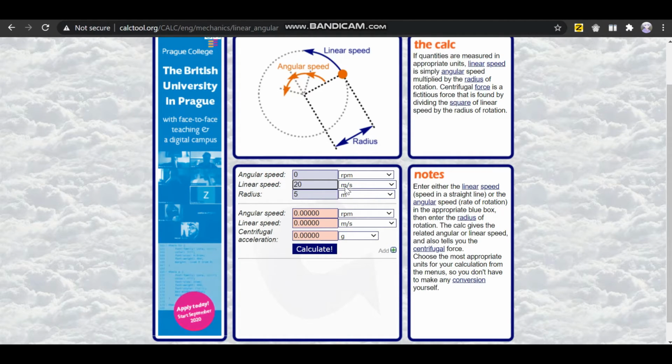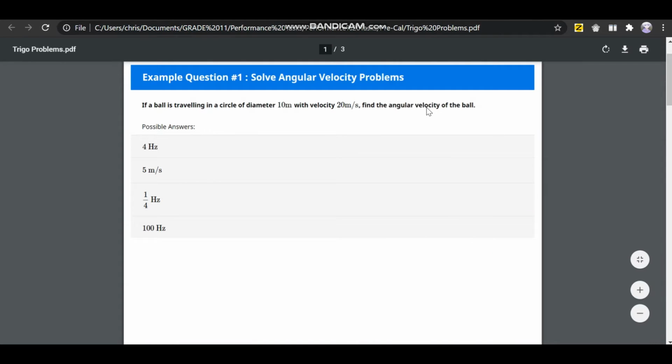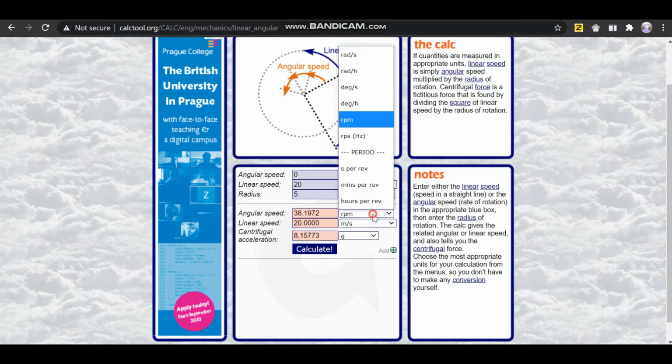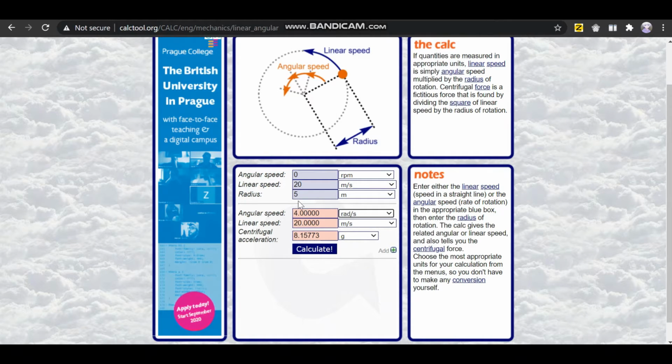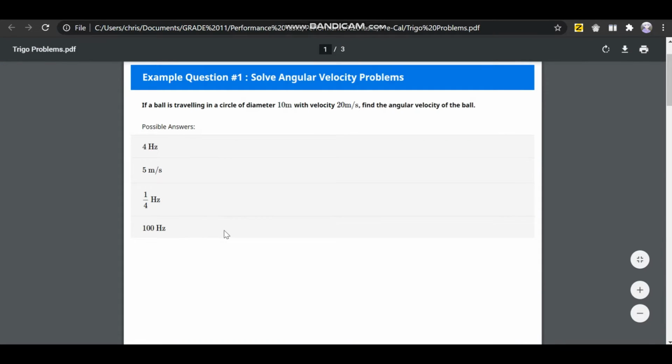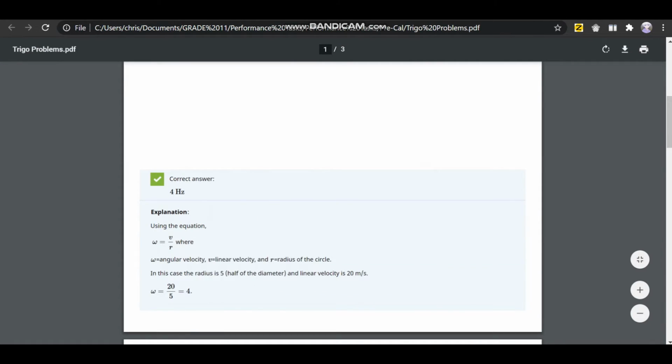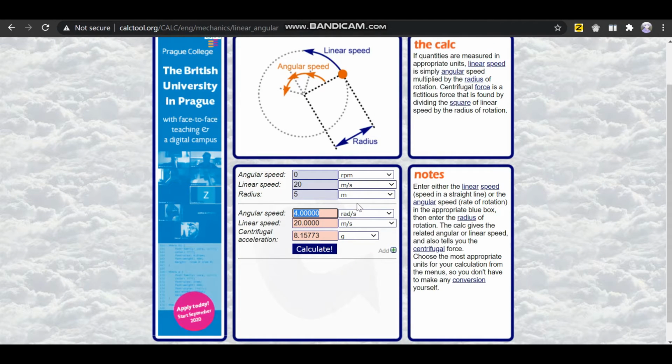After that, we need to get the answer, which is in hertz, because most of these answers are in hertz. So let's choose the radians per second. Then there, instantly we got 4, and the answer is 4 hertz. So that's how easy it is.